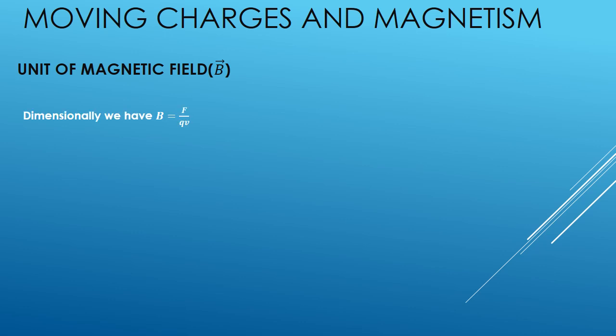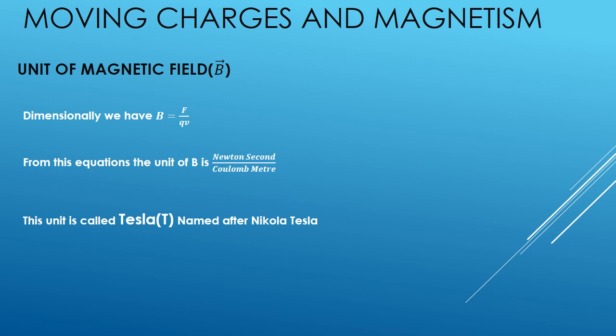Dimensionally, we can write B is equal to F by QV. From this equation, the unit of B is Newton second divided by Coulomb meter. This unit is called Tesla, named after Nikola Tesla. That is, 1 Newton second by Coulomb meter will be equal to 1 Tesla.